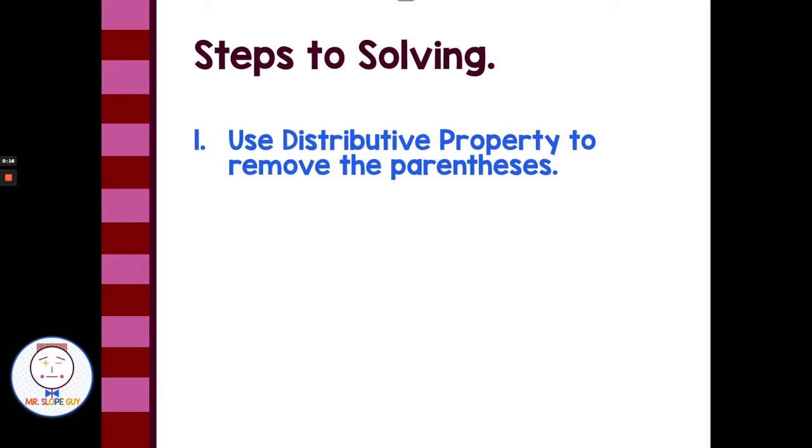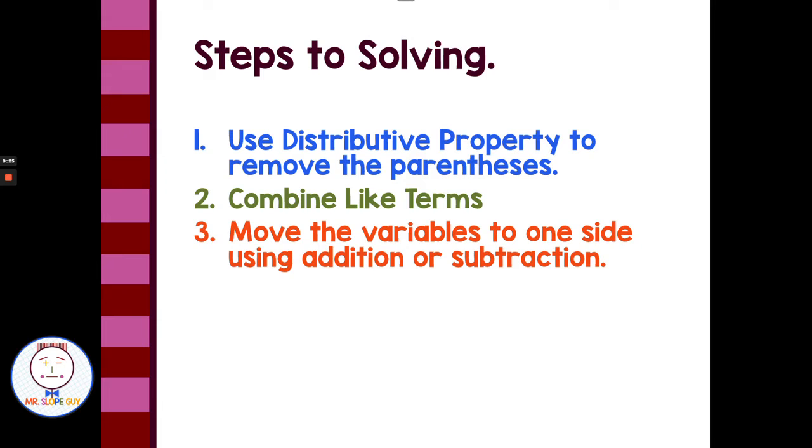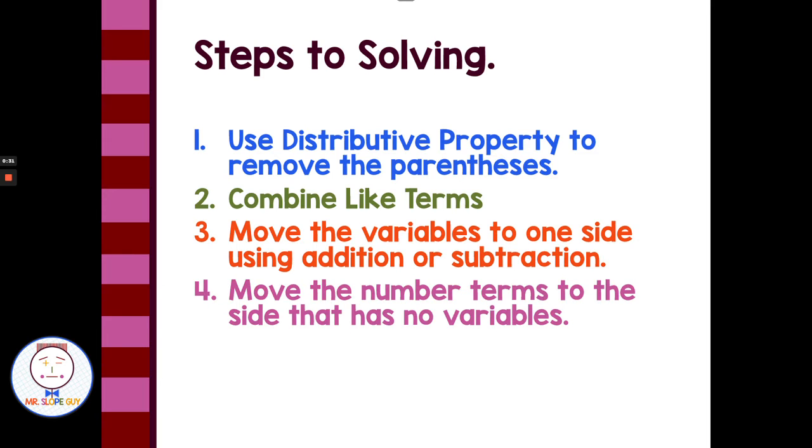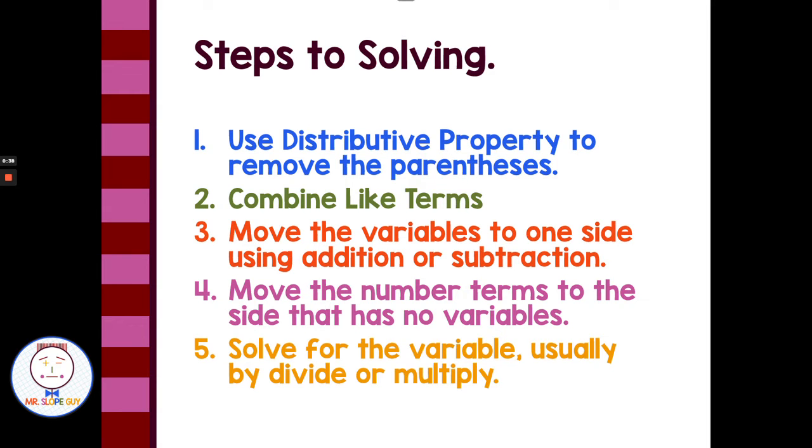So step one, we want to use the distributive property to remove the parentheses. Step two, combine like terms. Step three, move the variables to one side using addition or subtraction. Step four, move the number terms to the side that has no variables. And step five, solve for the variable, usually by dividing or multiplying. So let's look at some examples here.